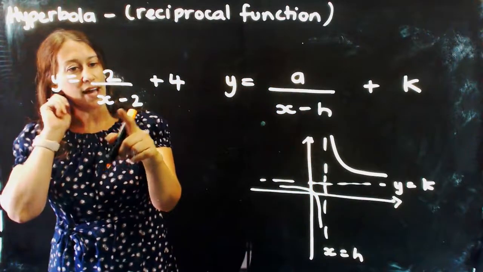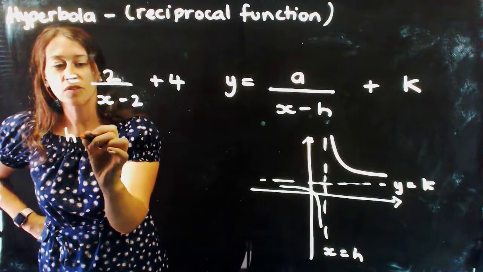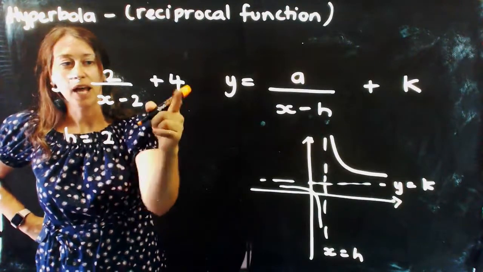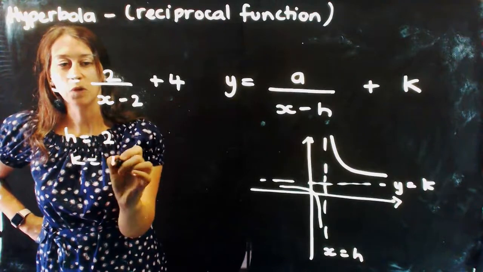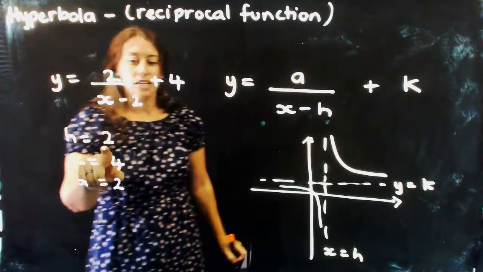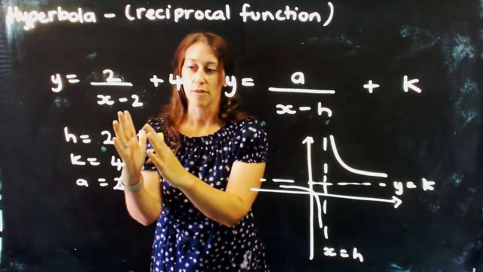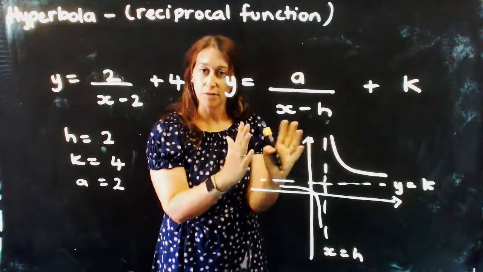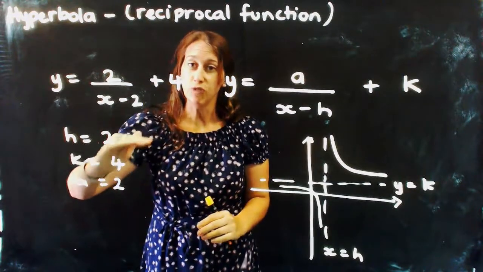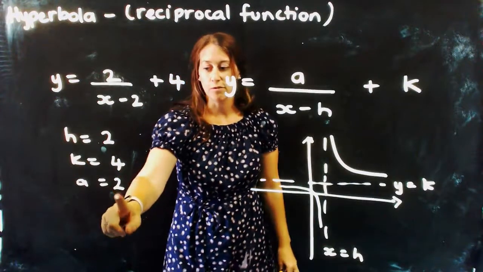So let's have a look at this. As we can see here, we've got x minus 2. Don't forget this is minus h, so we need to change the sign. So that tells us that our value of h is 2, and our value of k is 4, and our value of a is 2. This means that the graph from 1 over x has shifted in the x direction 2 places in the positive direction, and has shifted 4 places in the positive direction on y, and there is a dilation factor of 2.